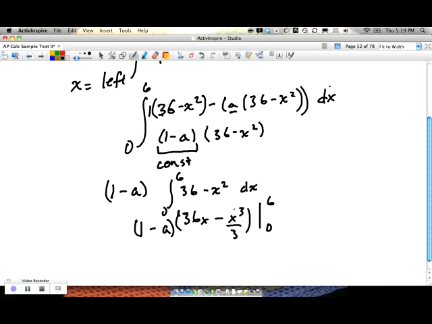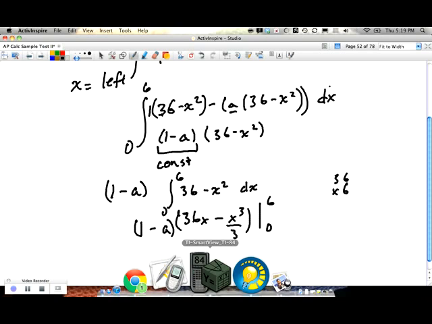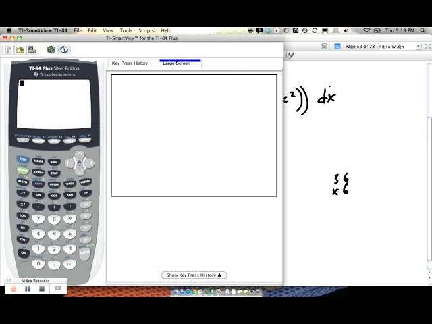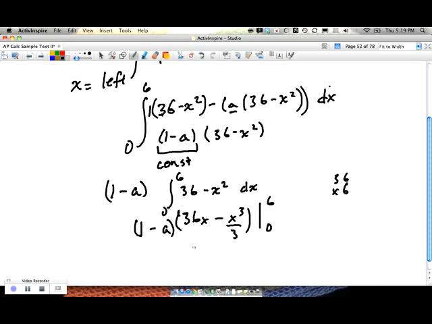Well, let's see what 6 times 36 is. That's the same thing as 6 cubed. So 6 times 36. Wait, I have a calculator. Why am I not using that? 6 times 36. 216. We've got to use our calculators when we have them. So this becomes 216 minus 216 over 3 times 1 minus a.